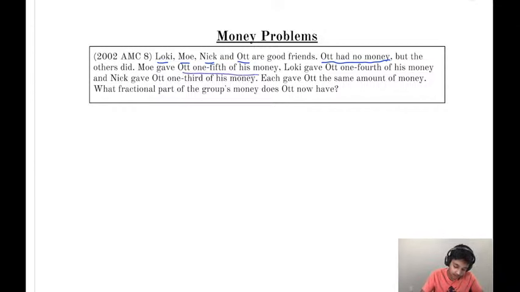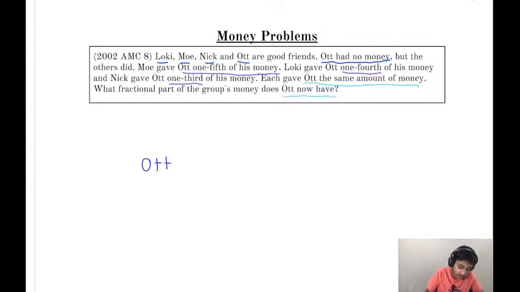Loki gave Ott 1/4 of his money, and Nick gave Ott only 1/3 of his money. But it turns out they all gave Ott the same amount of money. So what fractional part of the group does Ott now have? So an easy way to go about this is to set up a system of equations, a really basic one.